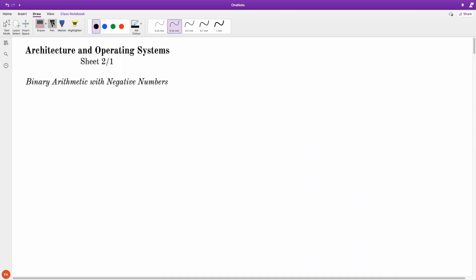We are in week 2, and in this week I'm going to introduce binary arithmetic with negative numbers. By this point, I expect everyone to be confident with decimal and binary numbers and the operations with binary arithmetic, which are addition, subtraction, division, and multiplication. But today we are going to talk about negative numbers, why we need to learn them, and why that's important for the computer.